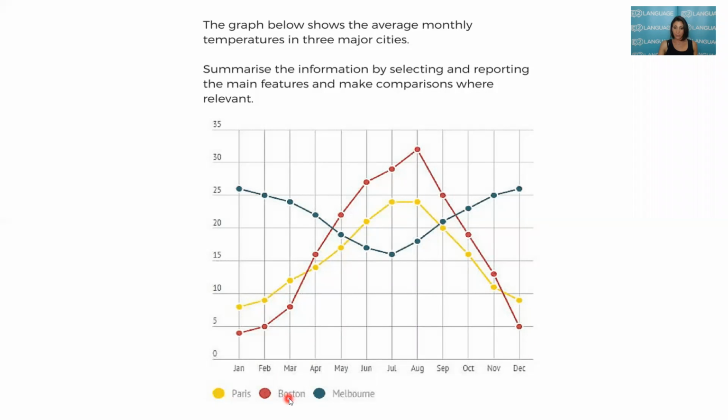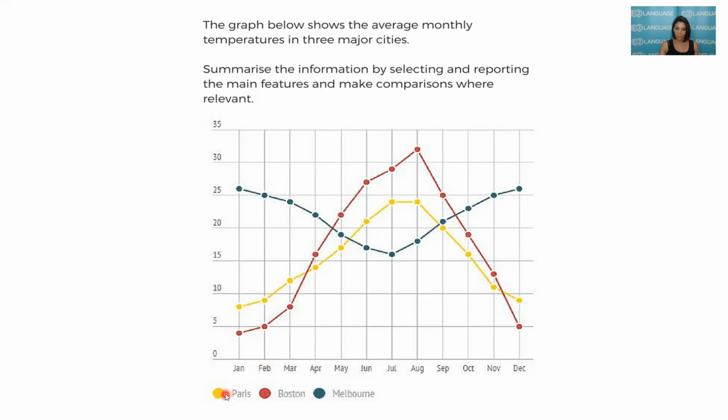Then we're going to look at Boston. So Boston started at under 5 degrees before increasing rapidly up to about 32 degrees in August, and then decreasing quite dramatically to 5 degrees in December. Melbourne started at about 26 degrees, dropped to about 16 in July, and then increased again to about 26 in December.